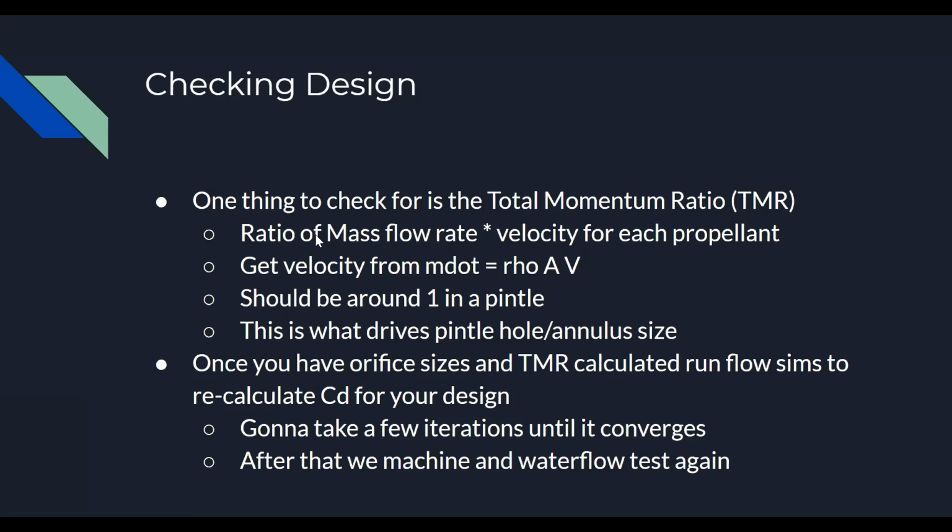Once you have the velocity and the mass flow rates for your propellants, multiply those together to find the momentum, and the ratio of those two should be about 1. If it is 1, that means it's coming out at a 45-degree angle. The momentum is angled at 45 degrees, and that is ideal. Generally, this is what drives the pintle, hole, and annulus sizes.